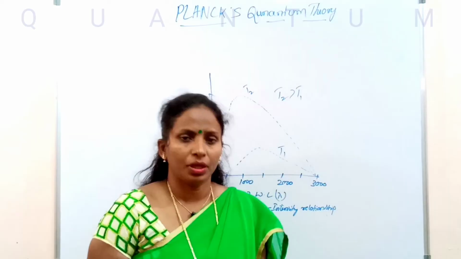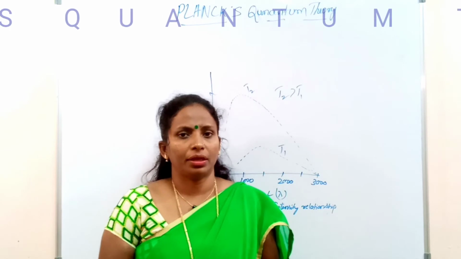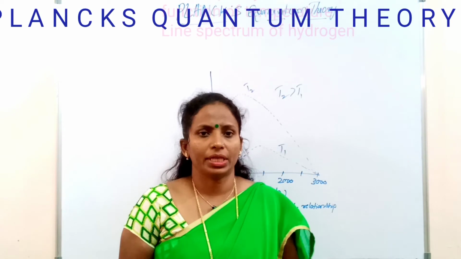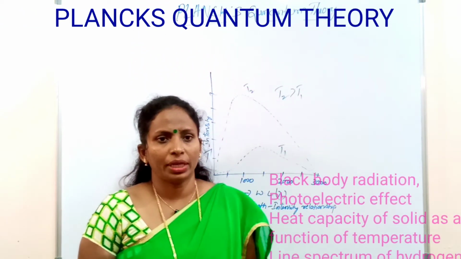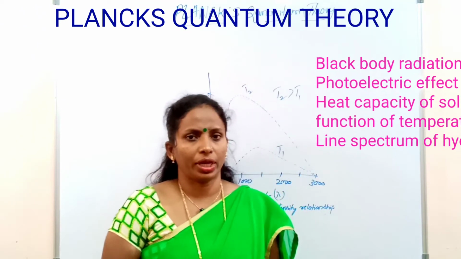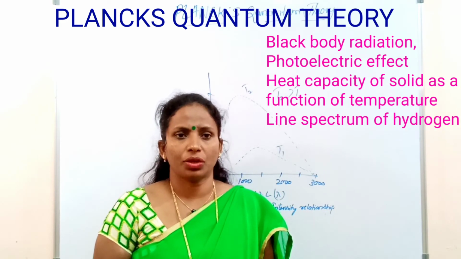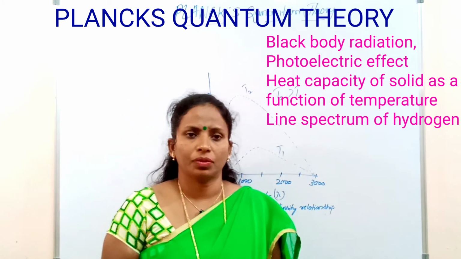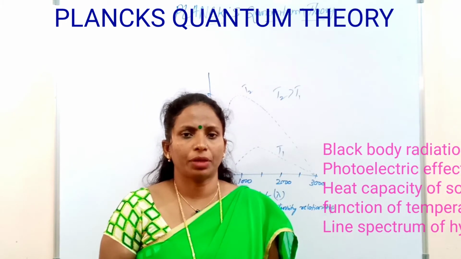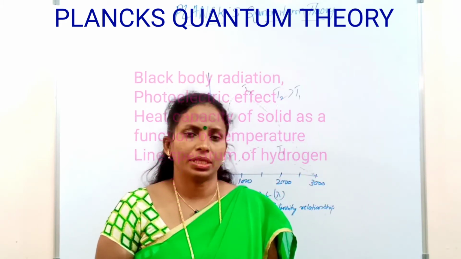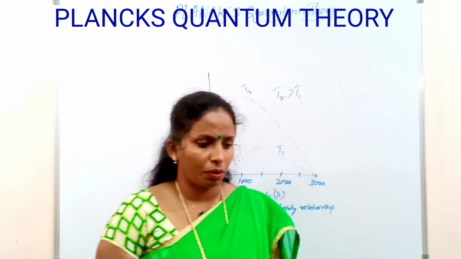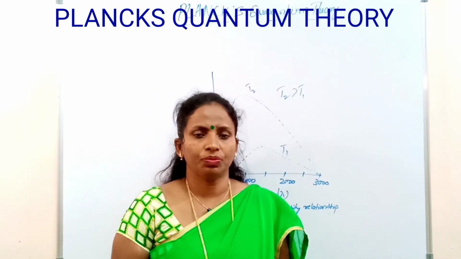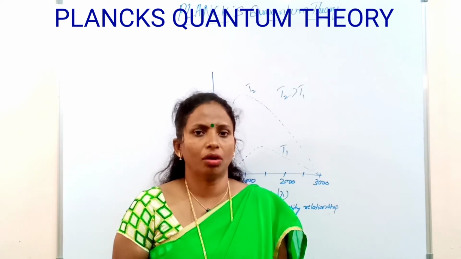Phenomena like interference and diffraction can be explained based on the wave properties of electromagnetic radiation. But phenomena like black body radiation, the photoelectric effect, heat capacity of solids as a function of temperature, and the line spectrum of hydrogen could not be explained based on the wave properties of electromagnetic radiation. A black body is an ideal body which emits all radiation and absorbs all radiation.